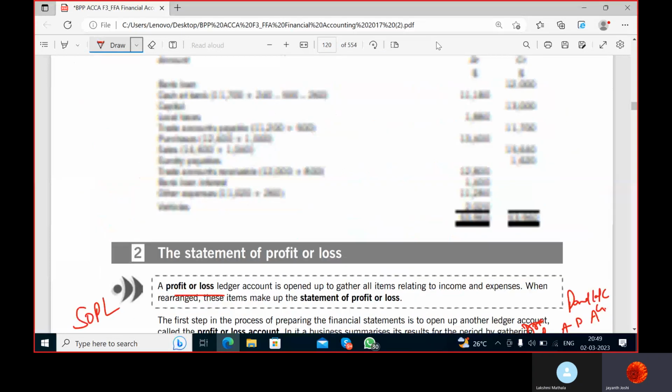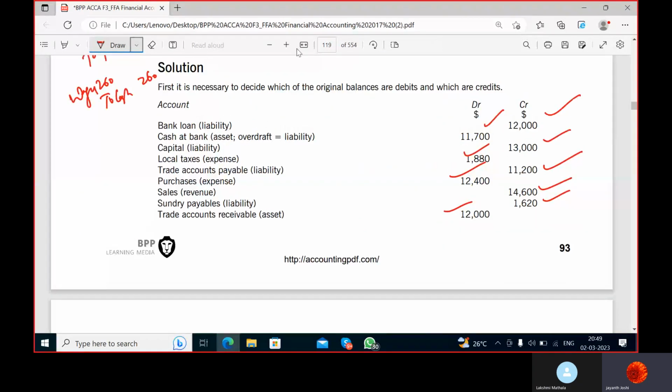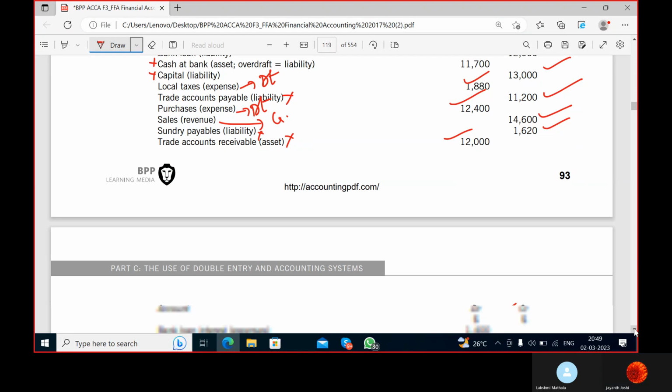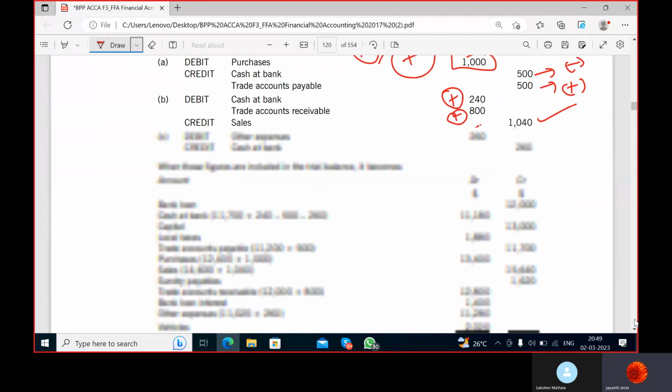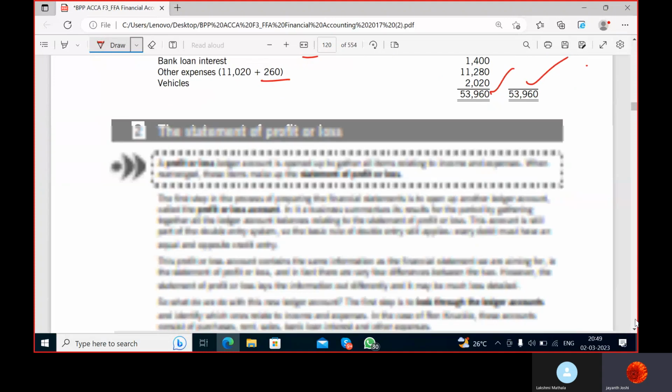So I'm speaking about P&L. So I will not consider this. This I'll put in debit of P&L account. I won't take this liability. Purchases I'll put in debit of P&L account. Revenue I'll put in the credit of P&L account. This I won't take. Those are balance sheet items. Bank loan interest I'll put in the debit. Other expenses I'll put in the debit. Correct or wrong? Yes. So they will show that to you.